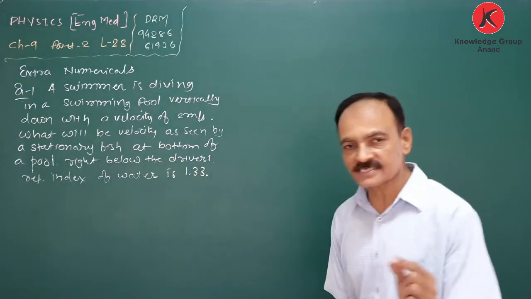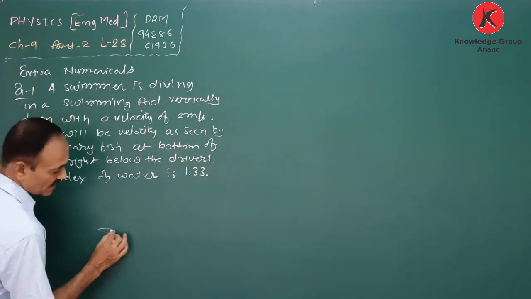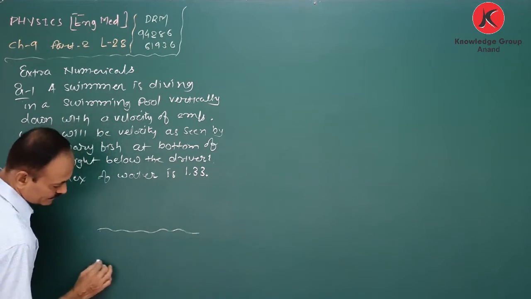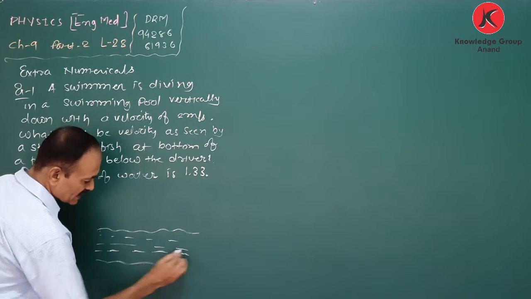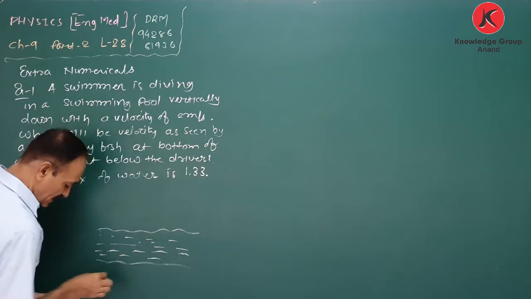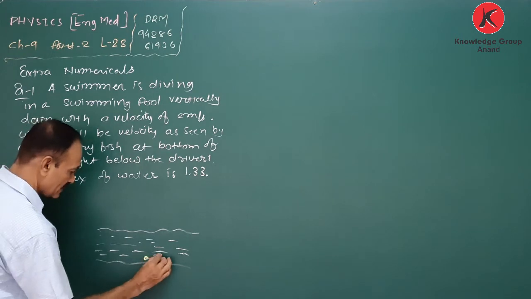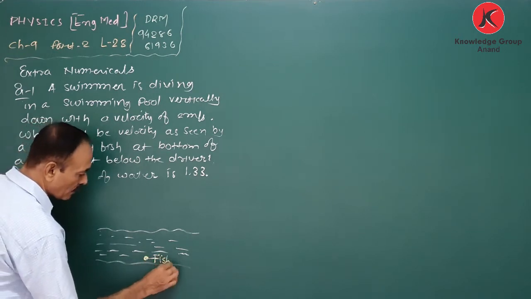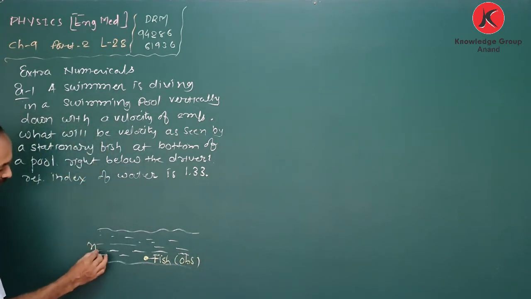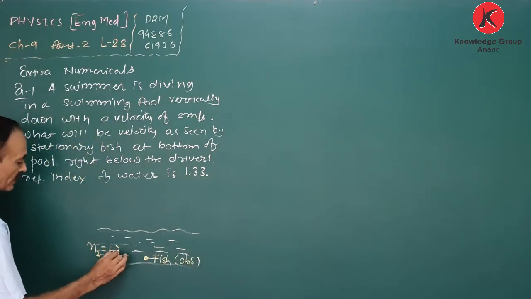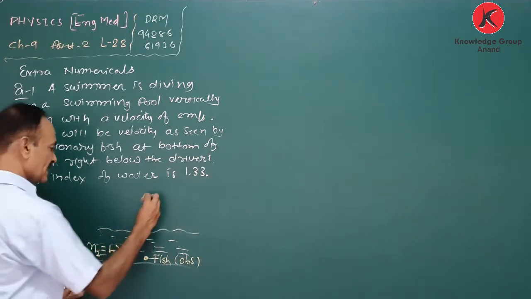For that purpose, let us draw a diagram. So there is the swimming pool. The stationary fish is inside the water. Here we consider the stationary fish is here. Actually, the fish is our observer, that is in the denser medium, n2 is equal to 1.33. Now the diver is in the air medium.